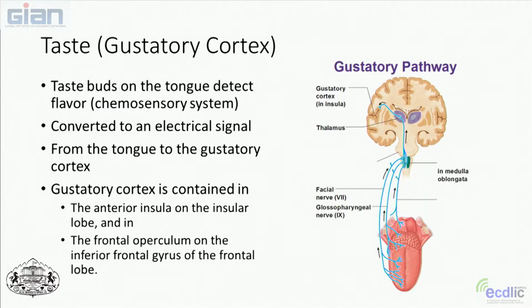Okay, now we're going to move on to taste. Again, this is one of those fascinating places where we have taste buds on the tongue. They are a sort of chemosensory detection system, and these signals are converted to electrical impulses that the brain can interpret. So the tongue does this conversion and then sends the signals up into the gustatory cortex.